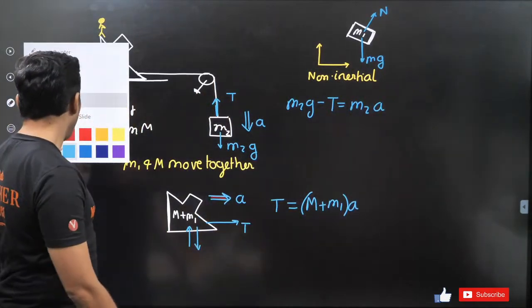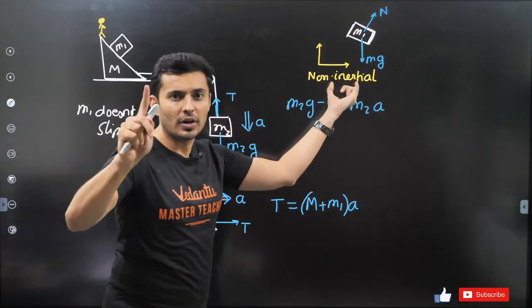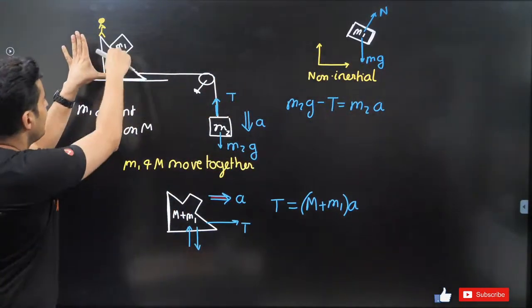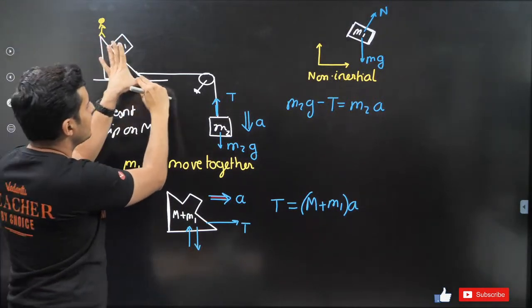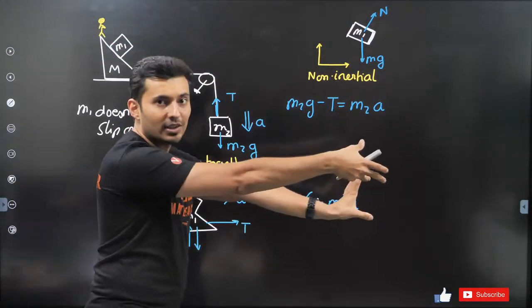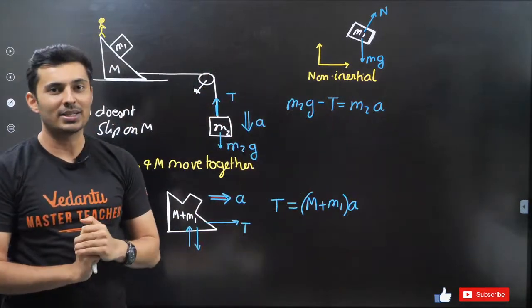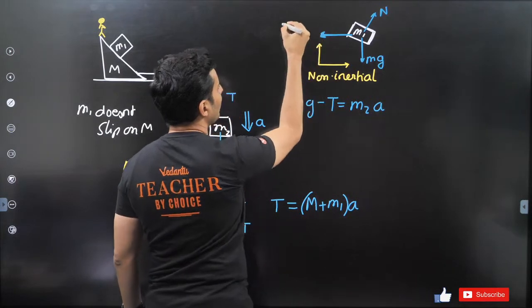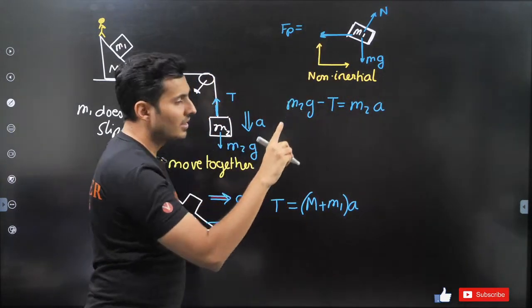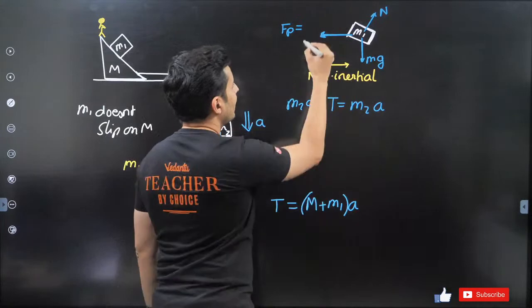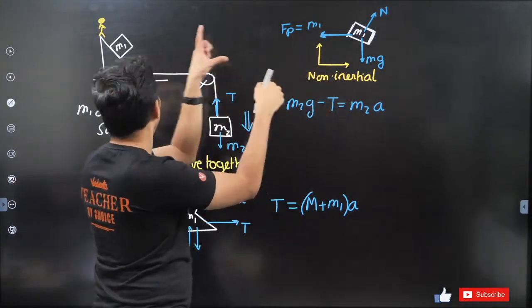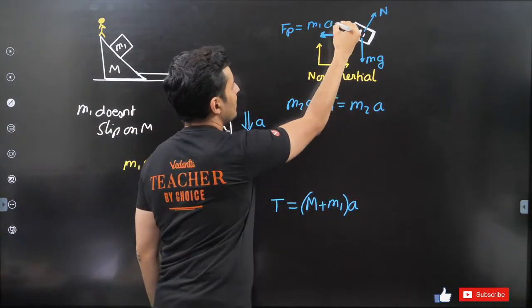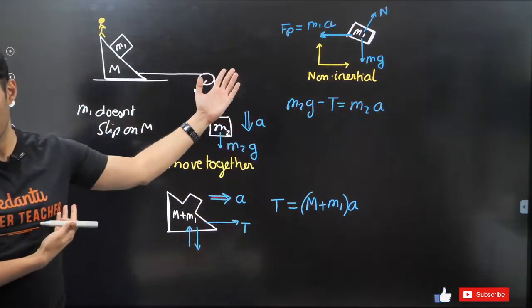And now, because it's a non-inertial frame, you are going to show a pseudo force. So guys, this man sitting on this capital M is accelerating this way. So where will the pseudo force act? The pseudo force will definitely act this way. It will be mass of this guy, so M1, into acceleration of wherever you are sitting. You are sitting on that combined system which has acceleration of A. That's what the equation will be.